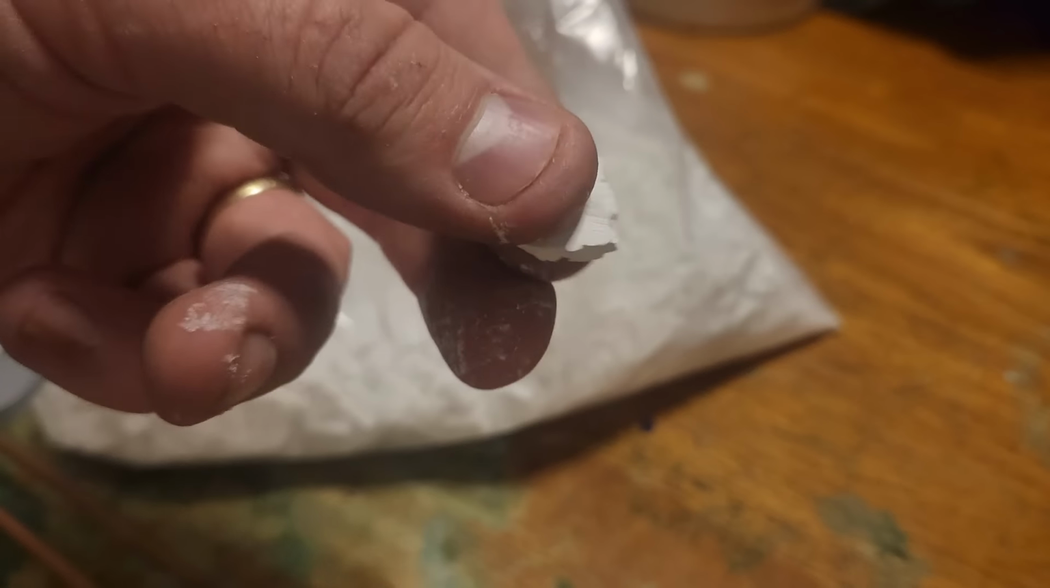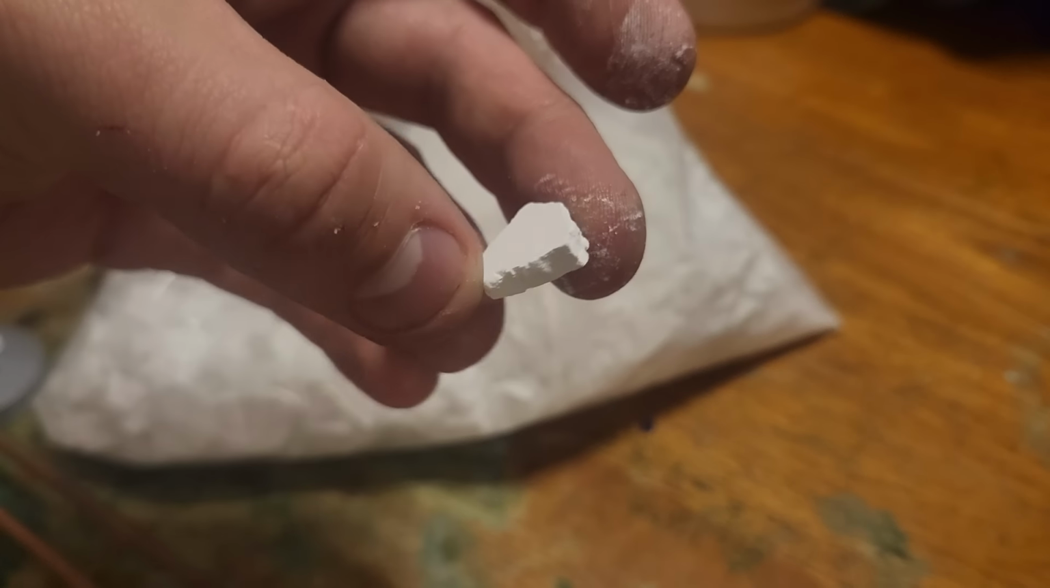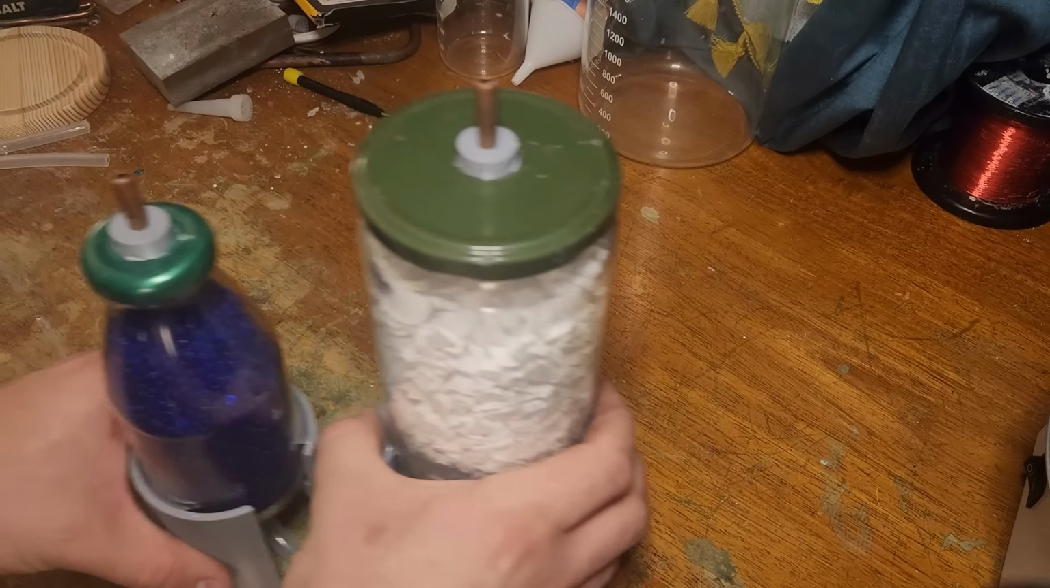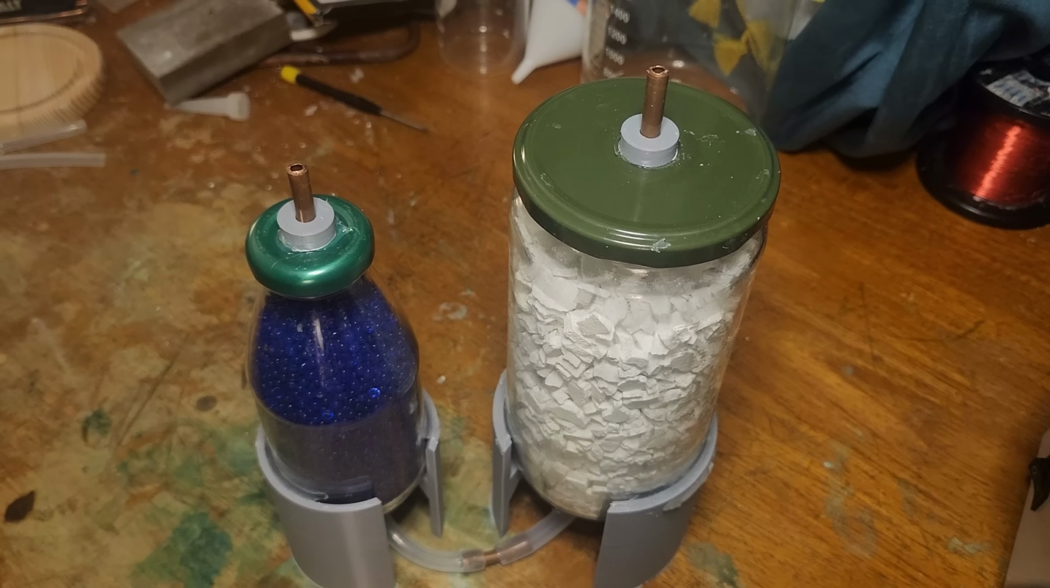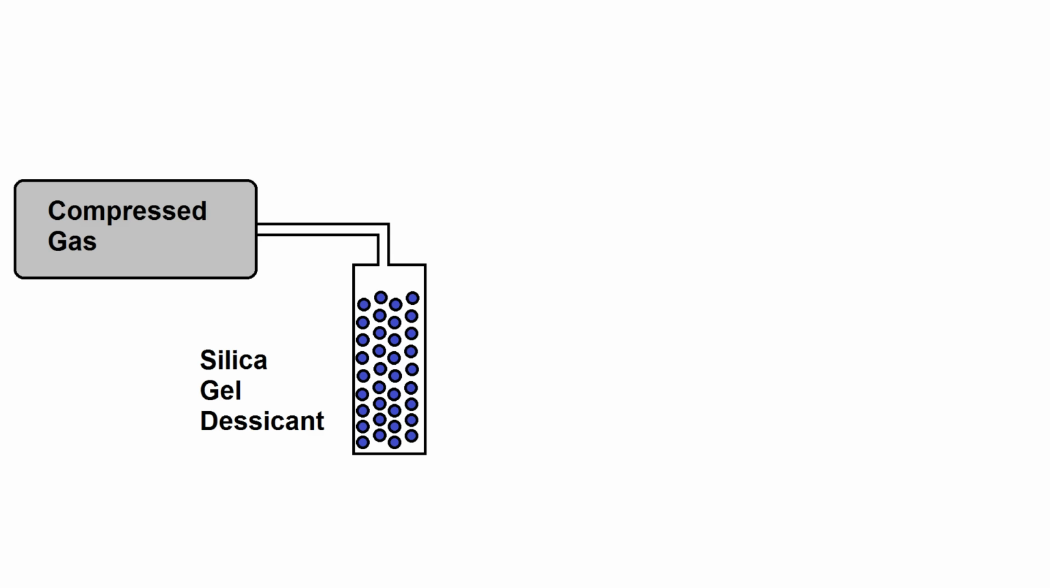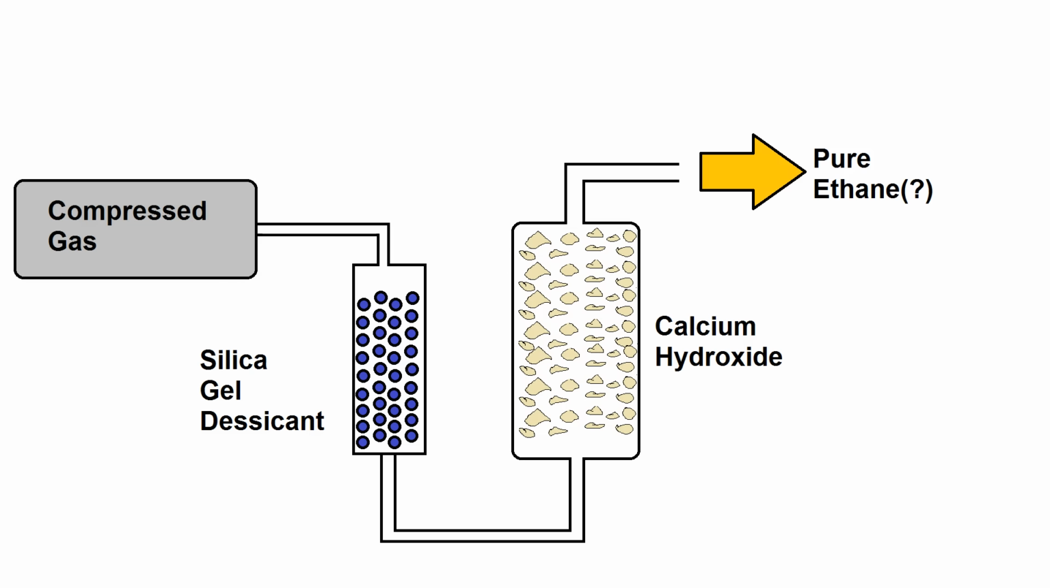These will leave lots of empty space between them for gas to flow through. The jar on the right is full of the calcium hydroxide pucks to scrub out the CO2, and the jar on the left is full of silica gel desiccant to remove the moisture in the gas, which it's definitely going to have since it came from electrolysis. In theory, the raw gas should go in the left side and pure ethane should come out the right side.